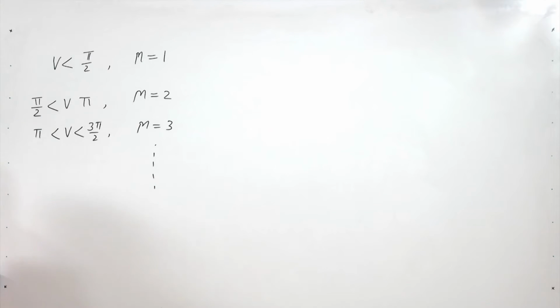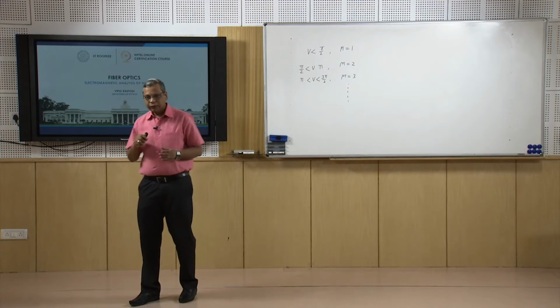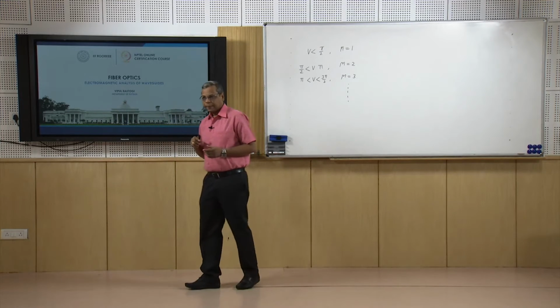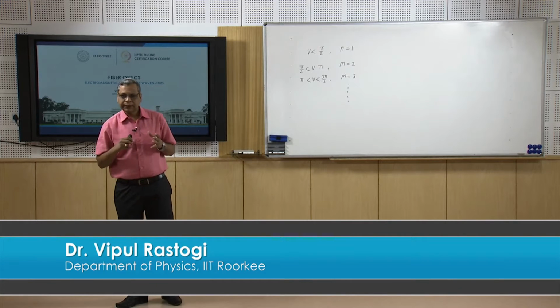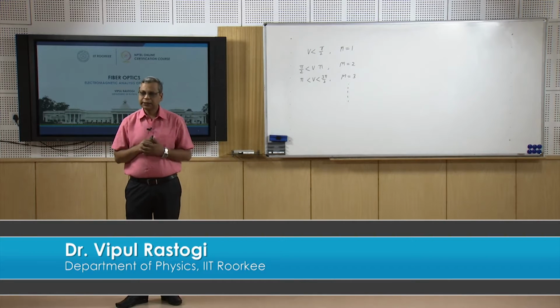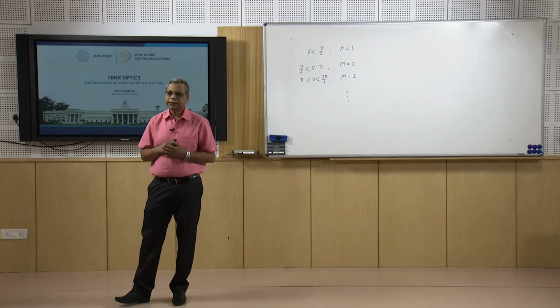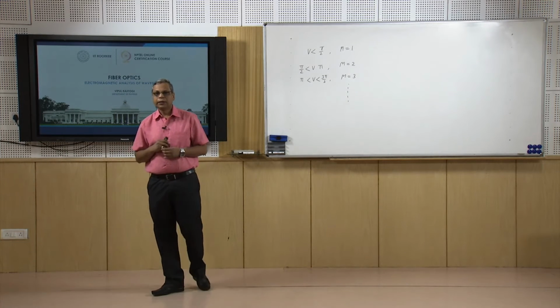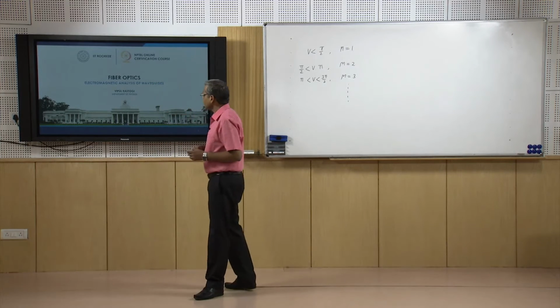If I keep on increasing the value of V, then the number of modes would increase, but what I also see is that the propagation constants can be approximated by certain expression, and we can find out the propagation constants even without solving the transcendental equation for first few modes. So, let us see how.